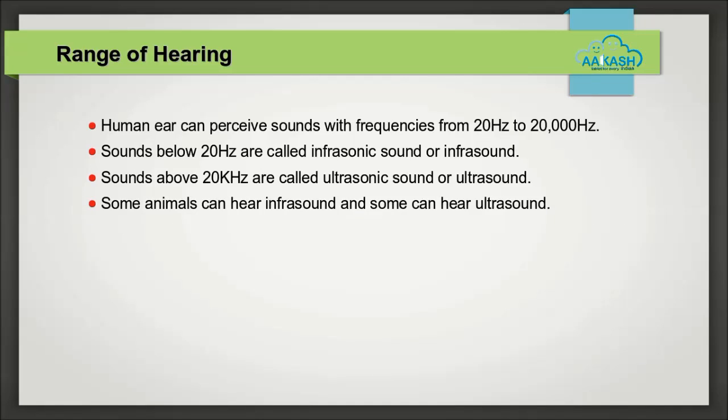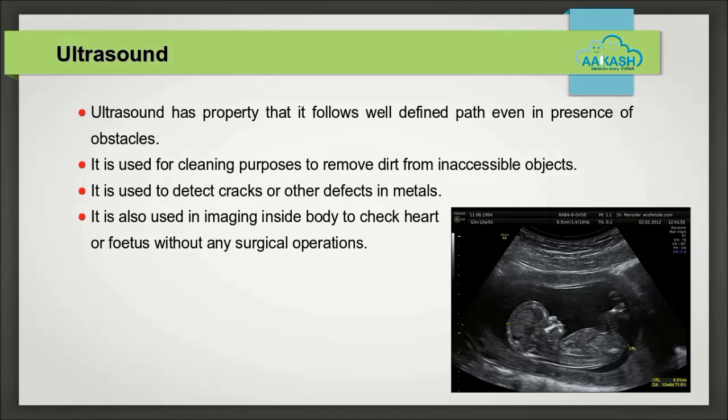Range of hearing. Although all types of vibrations result in sound, human ears can only perceive sounds with frequency from 20 Hz to 20 kHz. Sounds below 20 Hz are called infrasonic and those above 20 kHz are called ultrasonic. There are some animals who can hear infrasound whereas some can hear ultrasound.